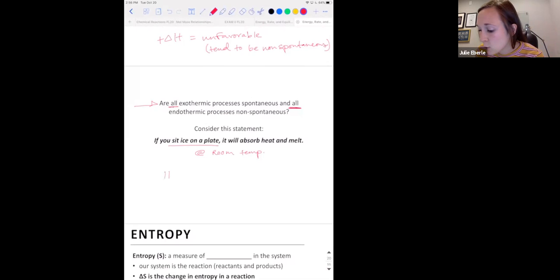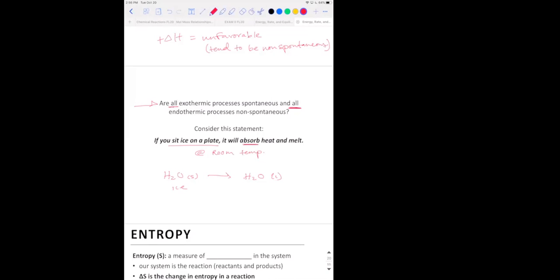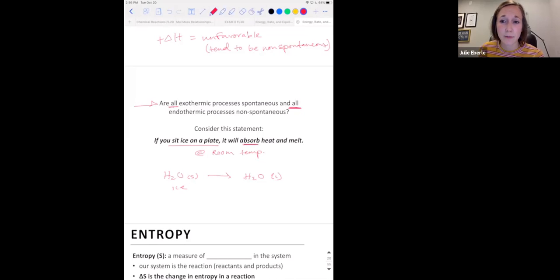What we have is water as a solid. We know that is ice. And we have water going to a liquid, and this is liquid water, okay? So if you sit it on a plate at room temperature, it will absorb heat and melt. So the key word here is absorb. Absorb heat. What kind of process absorbs heat overall? Overall, it's absorbing heat. Is this exothermic or endothermic? What do you guys think?